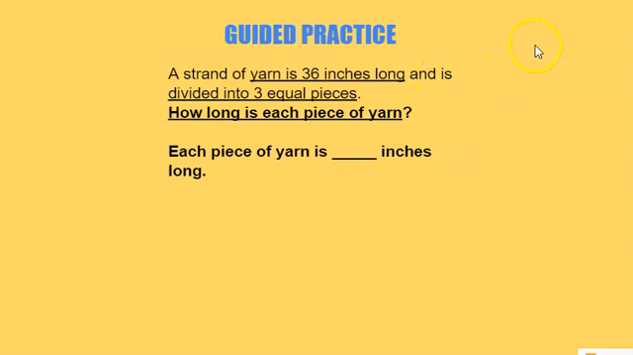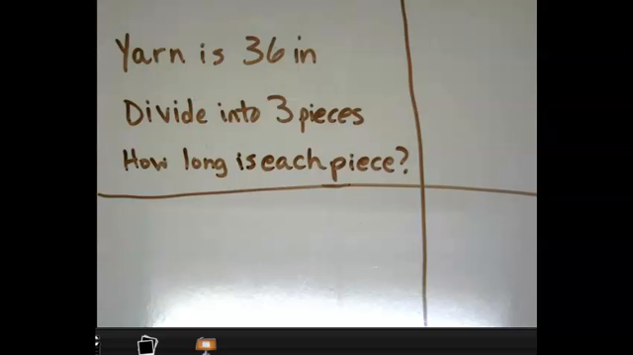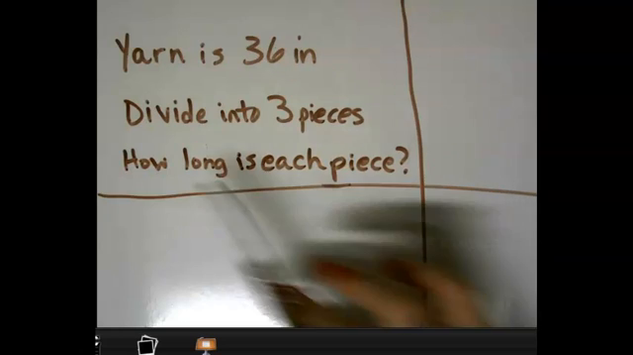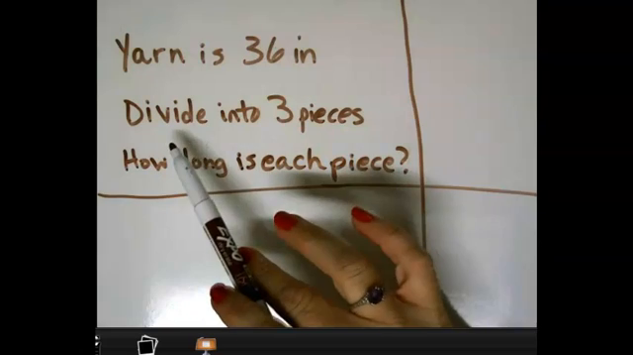A strand of yarn is 36 inches long and is divided into 3 equal pieces. How long is each piece of yarn? Each piece of yarn is blank inches long. How can we figure this out? All right, so what do we know? Well, we know the yarn is 36 inches long. We know that we need to divide it into 3 pieces. And the question is, how long is each piece? Okay, so we already know what we're going to be doing.